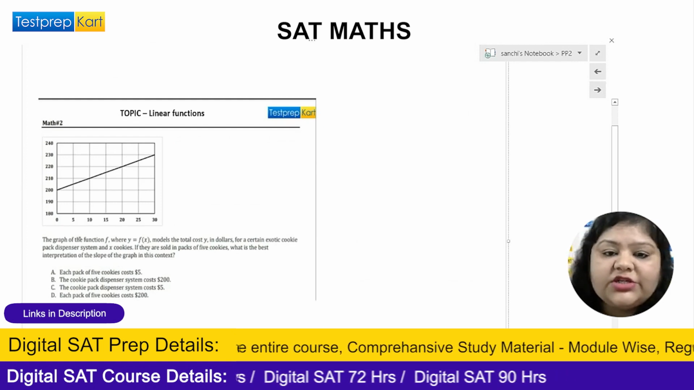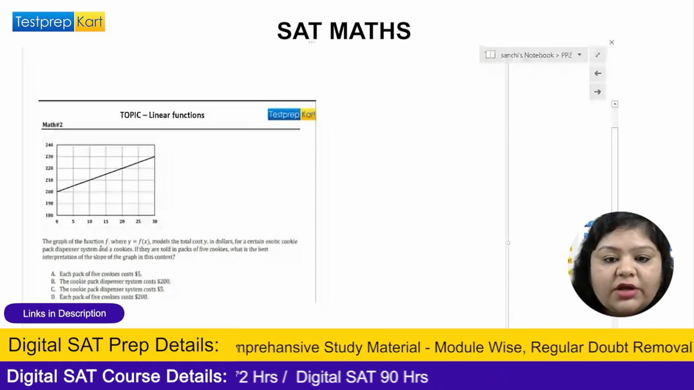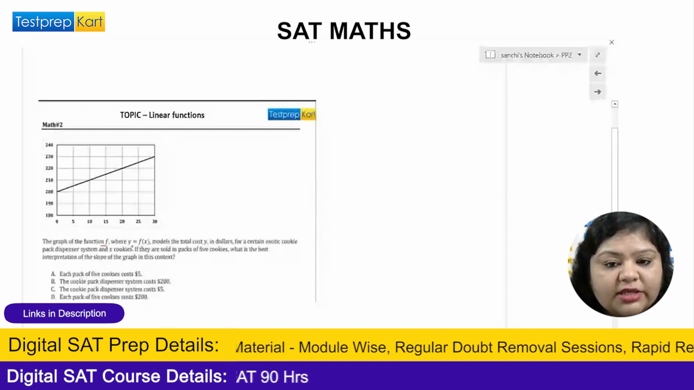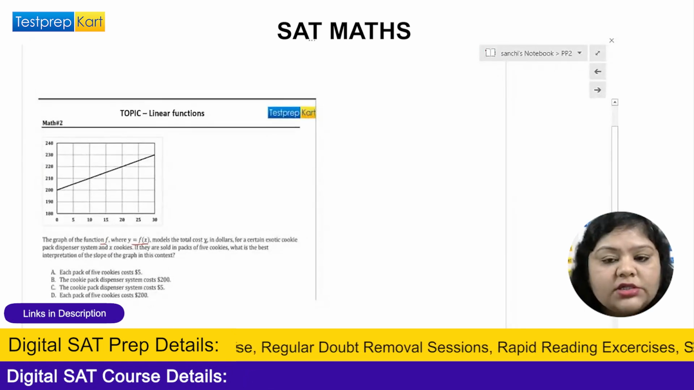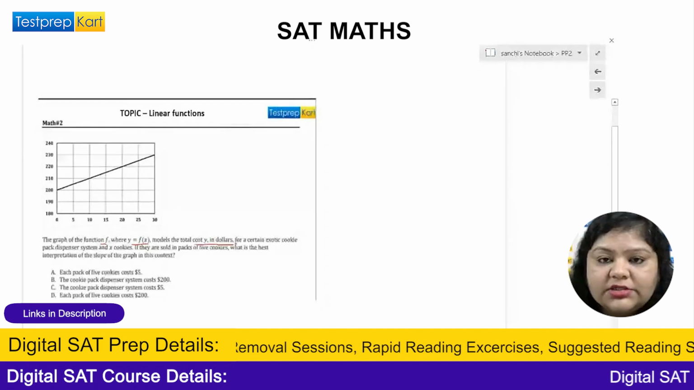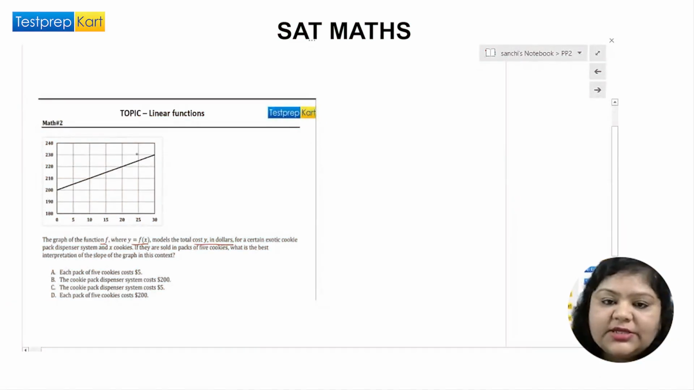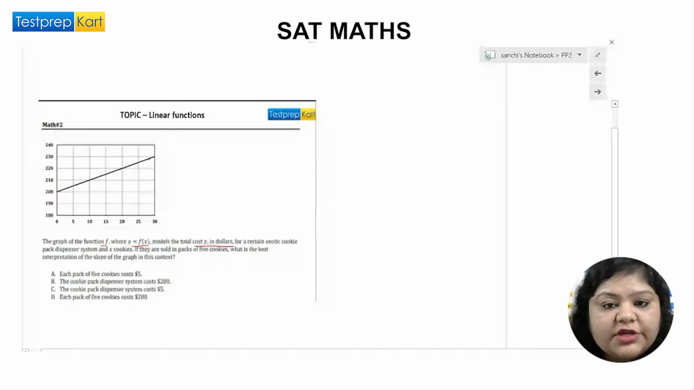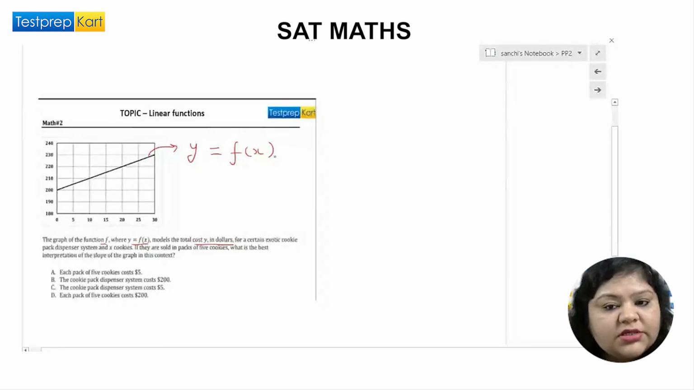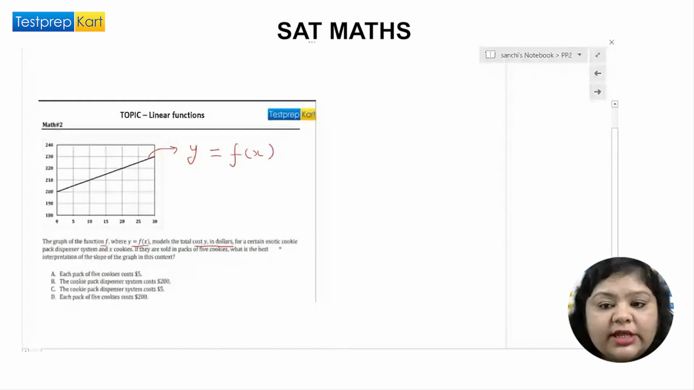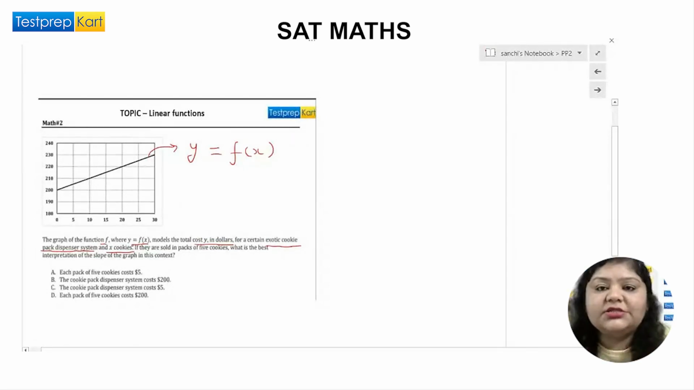This question is saying the graph of the function f, where y is equal to f of x, models the cost y in dollars. There is a graph mentioned, the graph of y is equal to f of x, where the total cost y is in dollars for a certain exotic cookie pack dispenser system and x cookies. Now let's discuss the scenario till now.